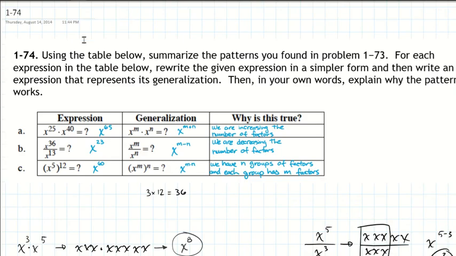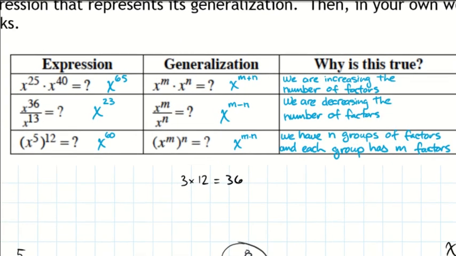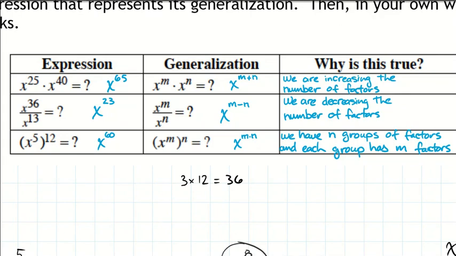So for this problem, I want us to get this table written into our notes. And the instructions were, it says, use the table below, summarize the patterns you found in those exercises that we just did. And if I just zoom in, I'm just going to put this here, right? So in your table, I want you to have both this expression, the generalization, and these descriptions of why it's true. So on the first one, when I've got 25 factors of x and I multiply by 40 more factors of x, that's a combined grouping of 65 factors of x. It becomes x to the 65th.